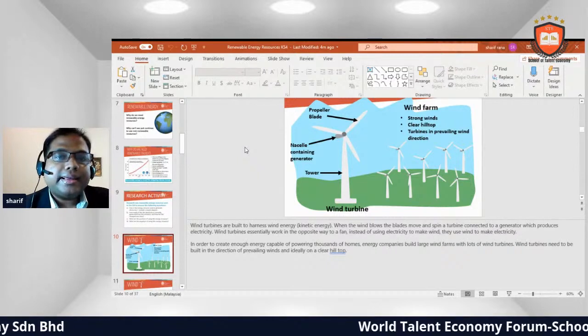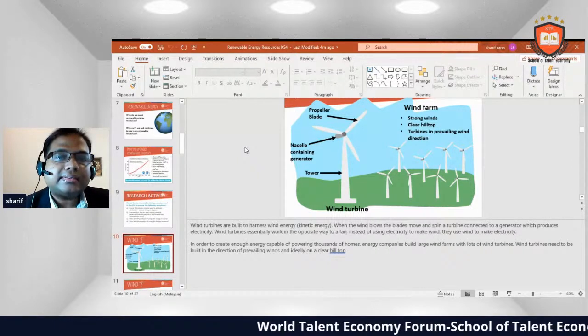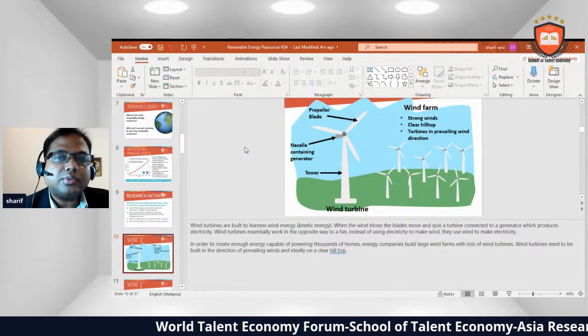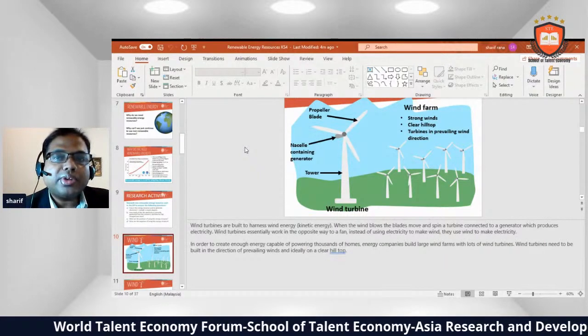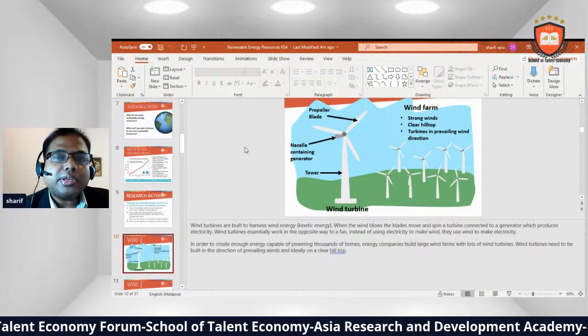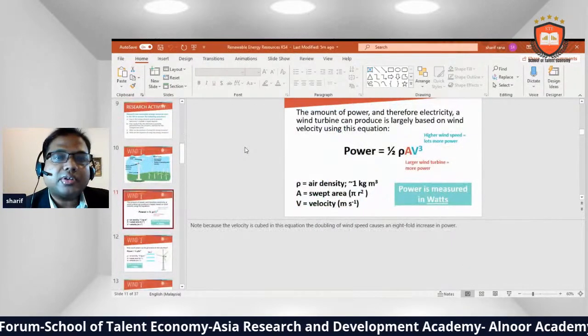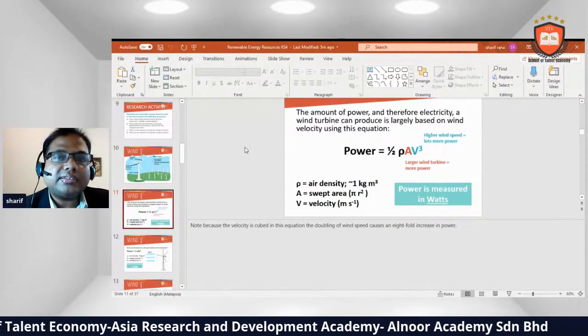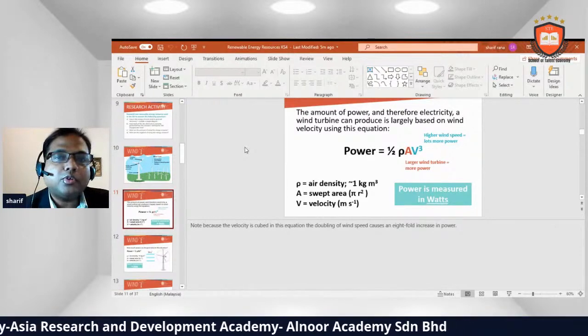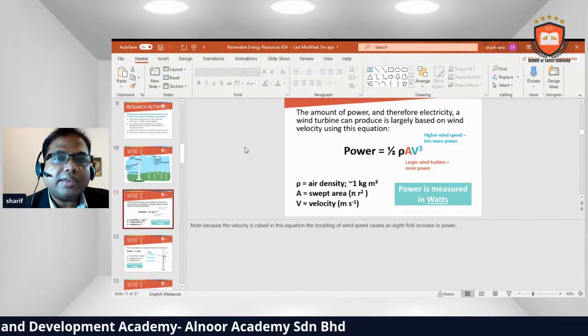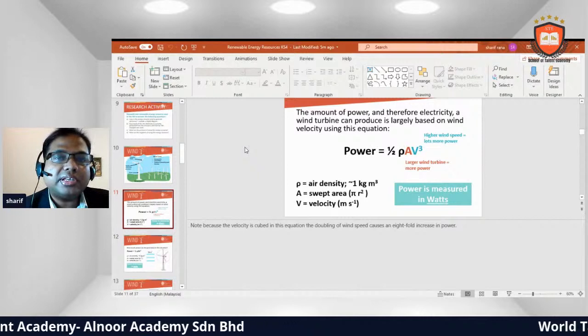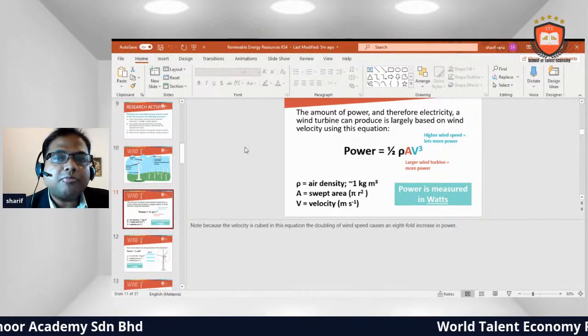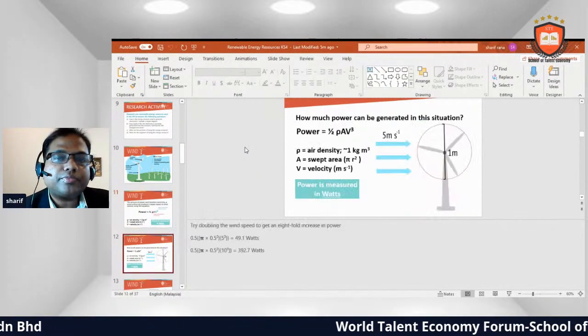Propeller blade, nacelle containing generator, towers, wind turbine, wind farm, strong wind, clear hilltop, turbine in prevailing wind direction. The amount of power, and therefore electricity, a wind turbine can produce is largely based on wind velocity using the equipment. Power is equal to half rho A v cubed.